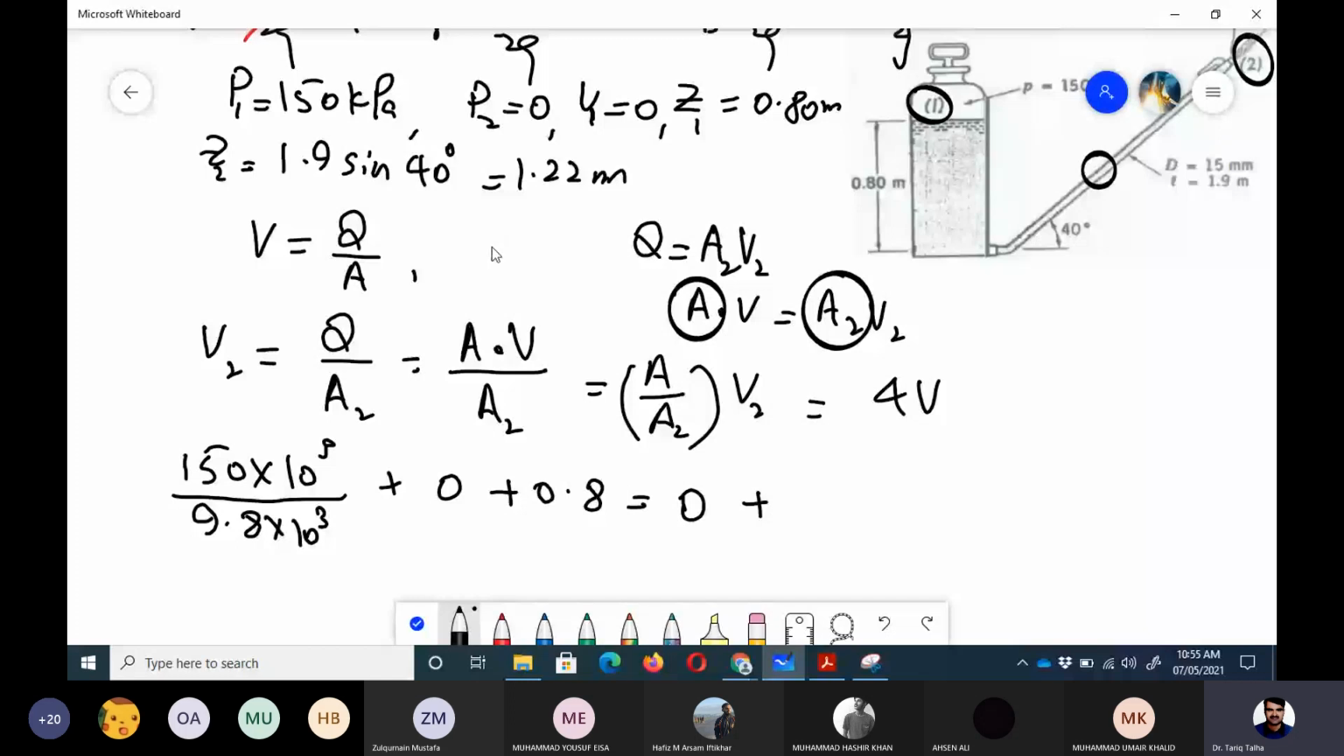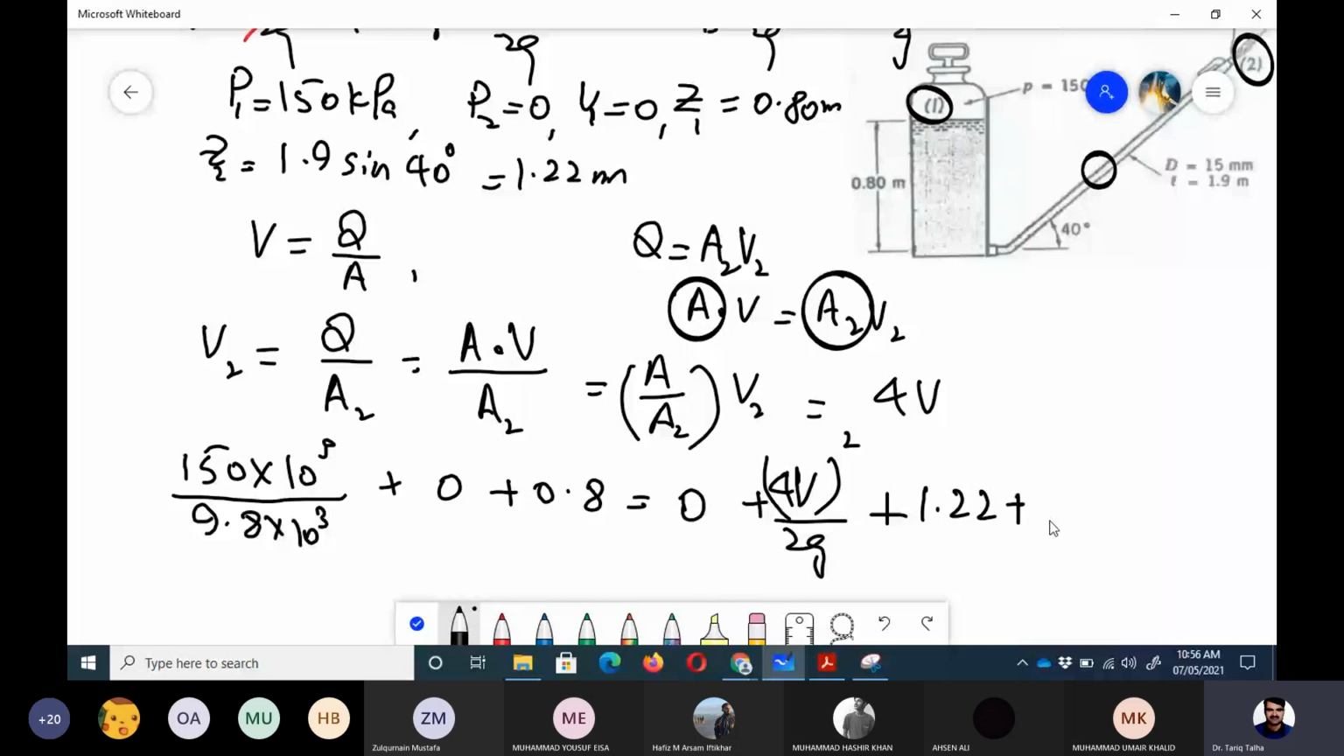Then Z2, that is... no, V2 square, we can write it like this: V2 is equal to 4V. So we can write 4V square upon 2g, plus Z2, which is 1.22 meter. I can put it here.